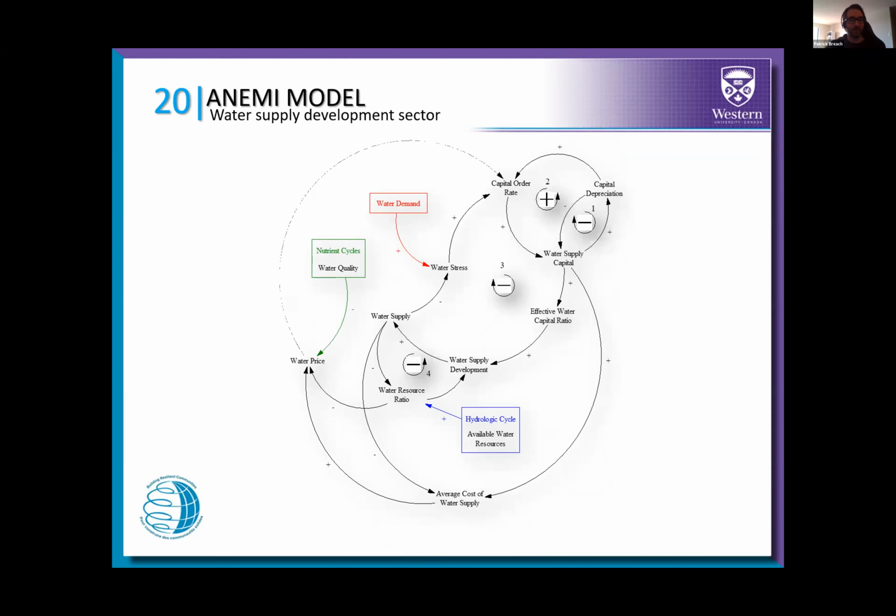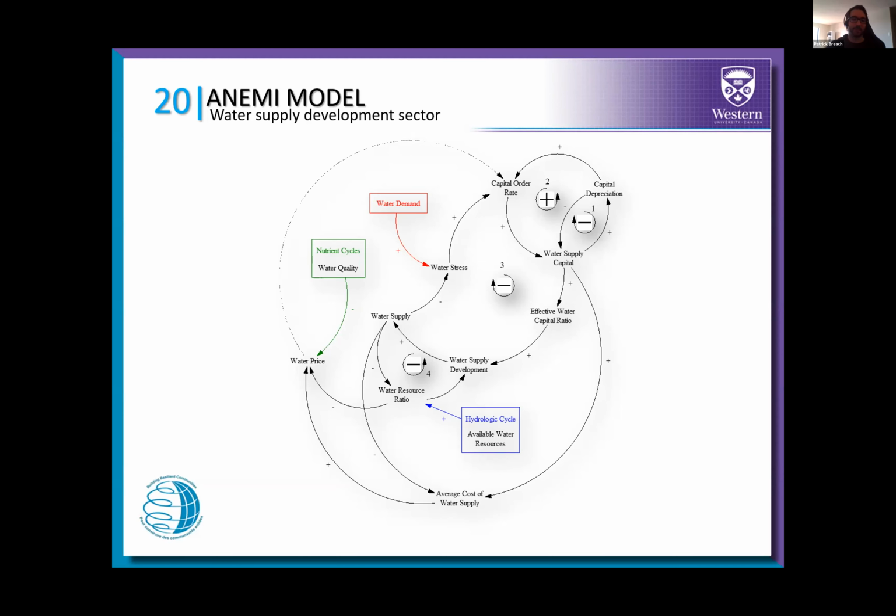Okay, so the water supply development sector in ANEMI mirrors that of the energy production sector by adding capital stocks to produce water supply in the form of surface water, groundwater, wastewater reuse, and desalination. So these additional capital stocks support water supply in a similar way to energy production. And the limitations of saturation and depletion also apply.